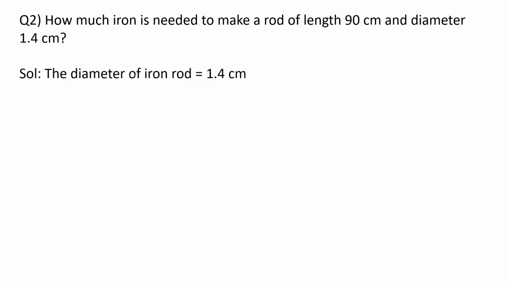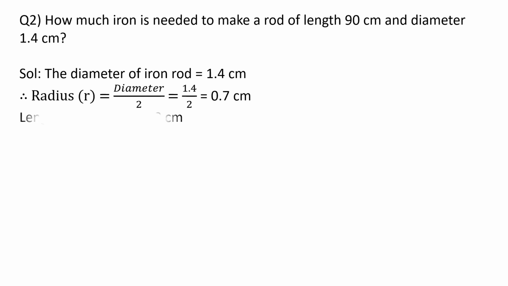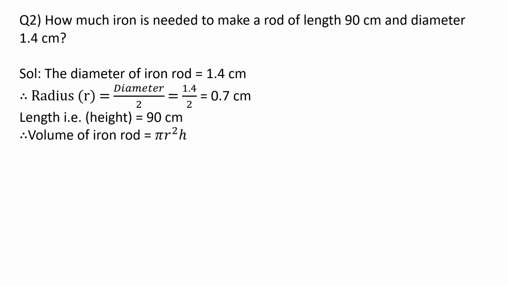So the diameter of the rod is equal to 1.4 centimeter. Therefore we'll first find out radius. Therefore radius is equal to diameter upon 2, because radius is half of the diameter, that is 1.4 upon 2. So you'll get 0.7 centimeter. Now length, that is height, is equal to 90 centimeter given. Now volume of the rod, because how much iron is needed means total volume is required. So therefore volume of iron rod is equal to pi r square h formula.